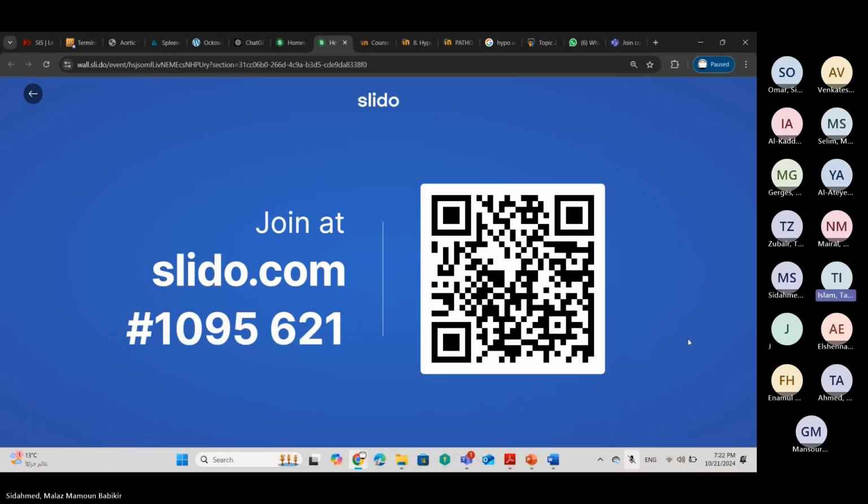So now if you could join the Slido, there's a QR code and also a number provided on the screen. I have some questions for you regarding the acidosis and alkalosis lesson. It's just to brush up your memory on acidosis and alkalosis and also to test the concepts that were just taught.